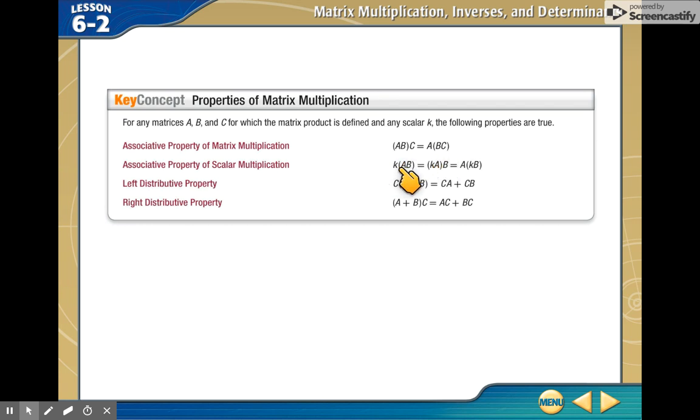I have a scalar property, so if I just have a number in front of it, I can multiply A and B first, or I can multiply K and A first and then times B, or multiply K and then times B. I have a distributive property where I can take something outside the parentheses and multiply it through, and then I get there, and I have it on the right side as well. What you notice that I don't have is my commutative, where A times B equals B times A. That does not always work for our properties of matrices.